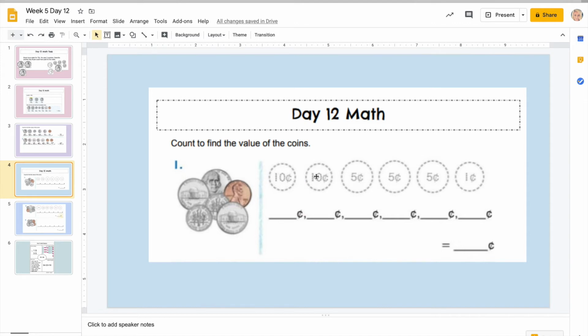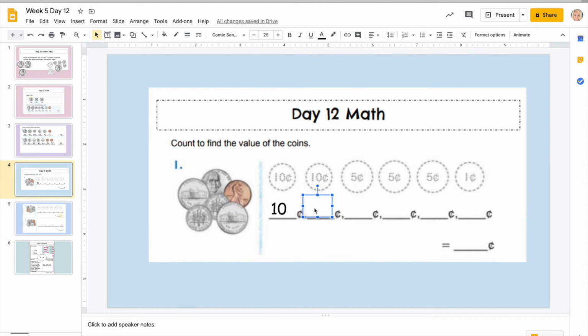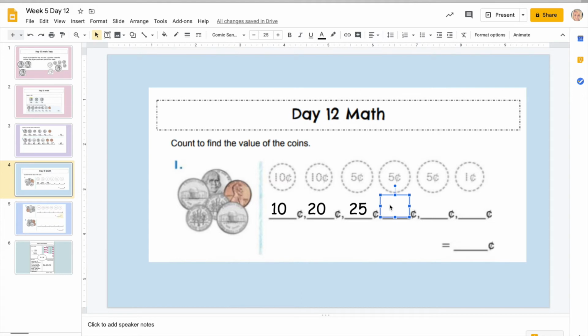So there are 2 dimes, and then we have 3 nickels, and we have 1 penny. So if we go ahead and count those, skip count based on their value, we know a dime is worth 10. Another dime, 10 more, is going to be 20. And now we are getting into the nickel, so we are going to increase that by 5. 20 and 5 more is 25. 25 and 5 more, because that is another nickel, is 30.